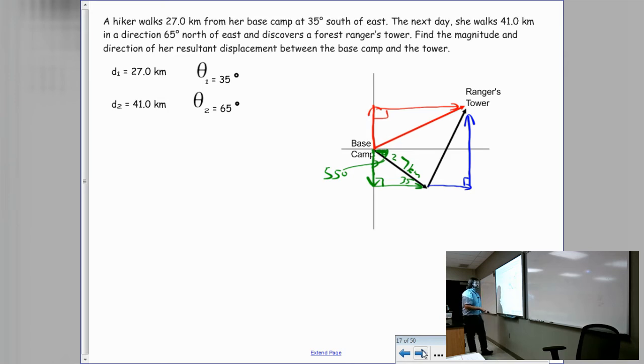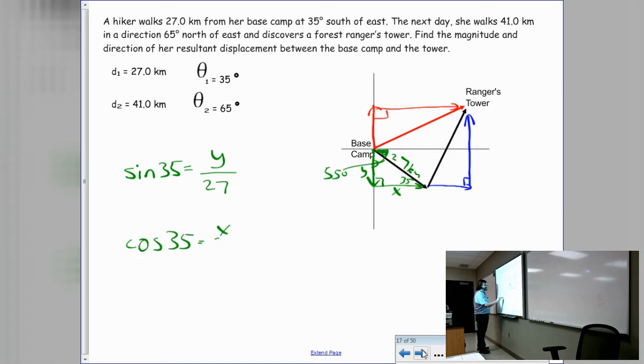Now, with those pieces of information, with those angles and the hypotenuse, I should be able to solve for my x and my y values. So this is my x in the green triangle and my y in the green triangle. Now, to do that, we're going to have to use sine and cosine. I'm going to use the 35-degree reference angle and do sine of 35 degrees is equal to my opposite side, which is y, over 27. And then solve for my x component of the green triangle. Cosine of 35 equals x over 27. That'll allow me to solve for my x and y values. Give me a second to solve those.